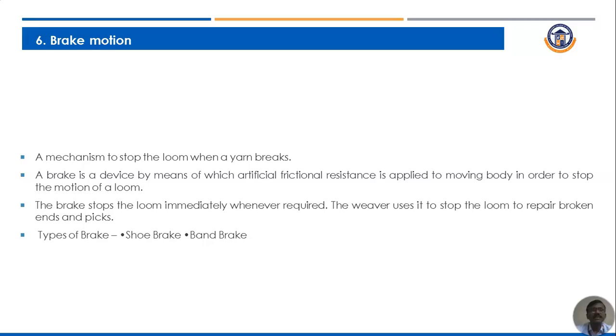Break motion is a mechanism to stop the weaving machine when the yarn breaks. It is much more necessary when some breakage occurs on the weaving machine. It has to be stopped. For that reason we use two types of break system. One is shoe break and the other is band break.